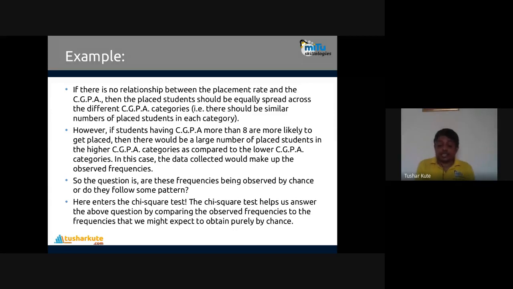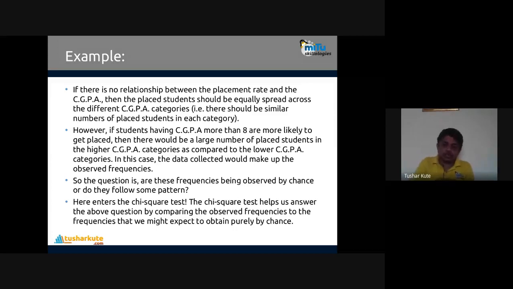Okay, so the data that you collect will show these observed frequencies perfectly. Data collected and result obtained. Yes, there is a relationship that we can see, ups and downs are present there. So which patterns are present or not present, you can use it. So the question is, are these frequencies being observed by chance or do they follow the same pattern? Whether they are equal or not equal.